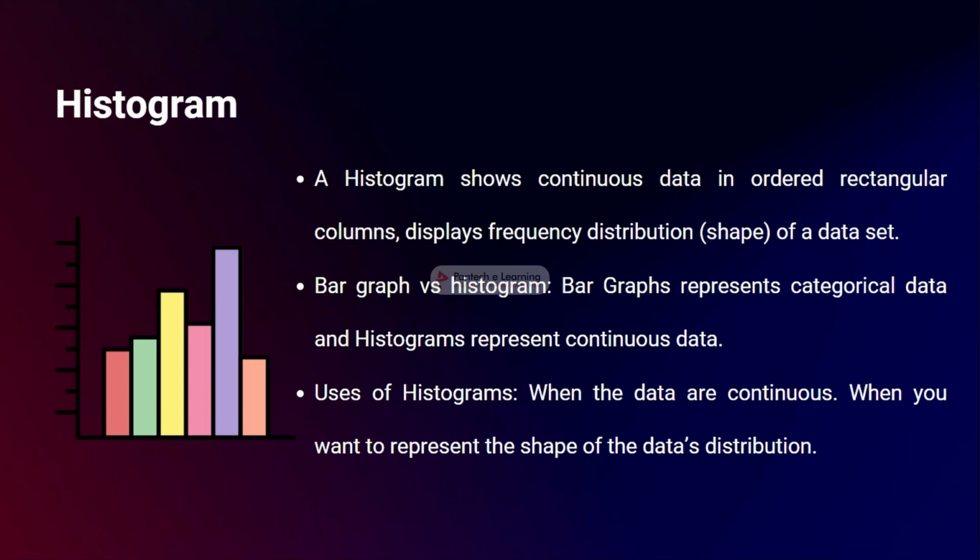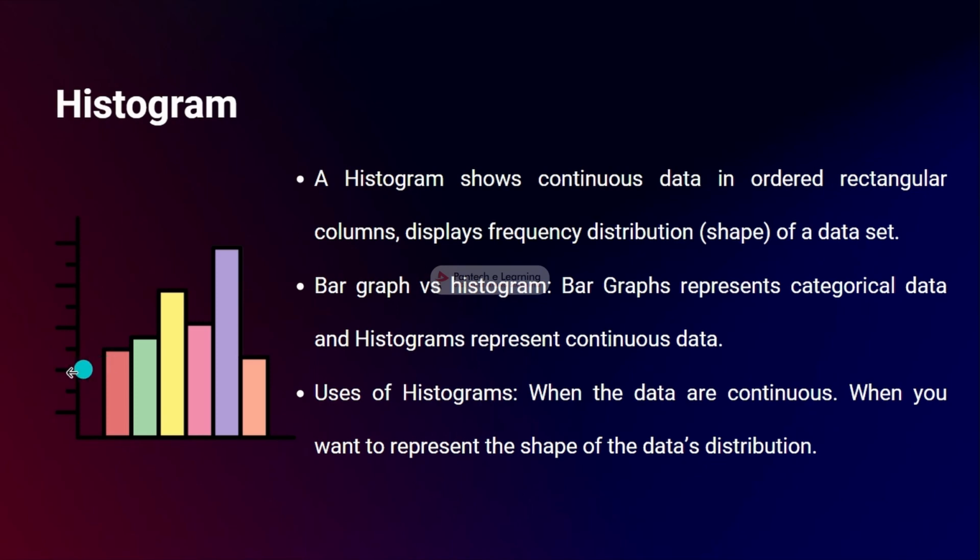And then moving towards the histogram. A histogram is something like your bar graph, but it shows continuous data. If you remember, the bar plot or bar graph is for categorical or discrete data, but the histogram looks like it, but it's continuous data in ordered rectangular columns. And we can see that they display the frequency distribution, how it is distributed. So the difference between the bar graph and histogram is that a bar graph represents categorical data and a histogram represents continuous data.